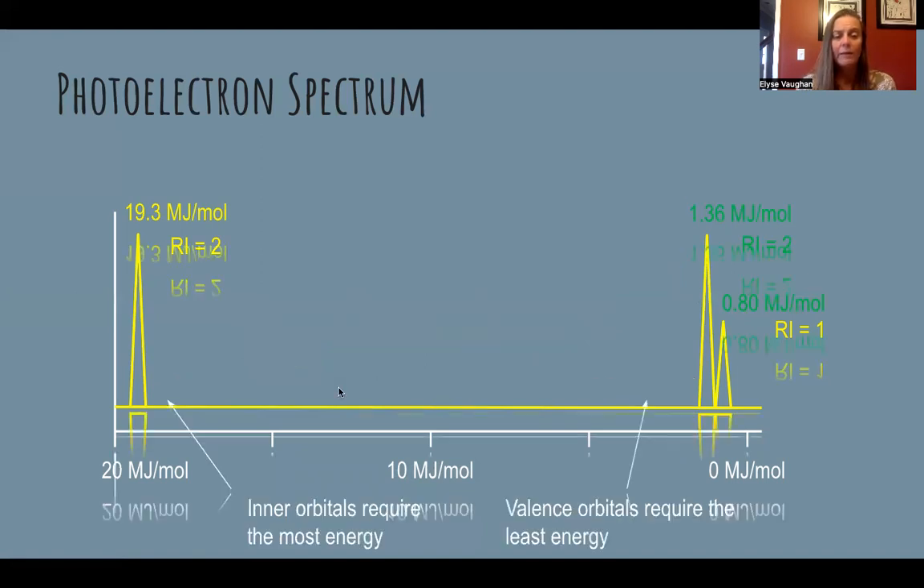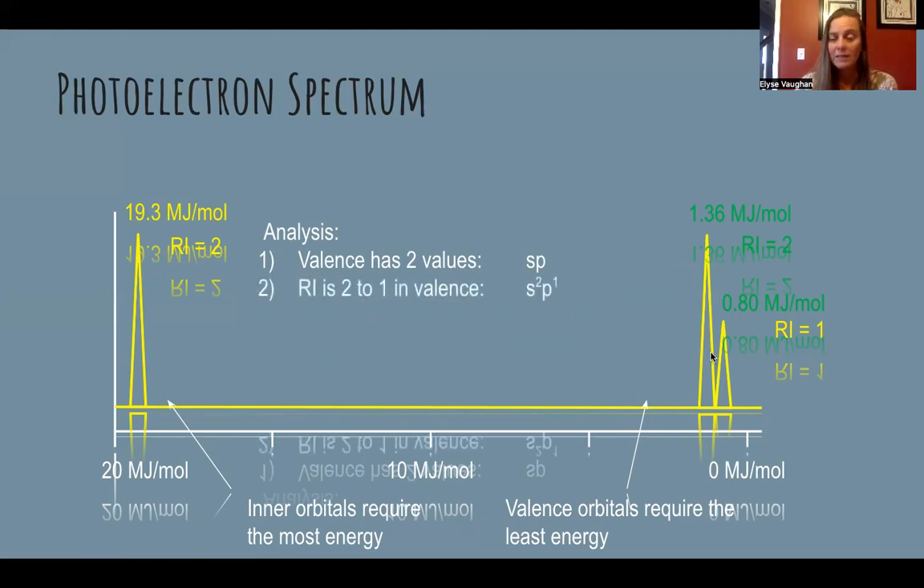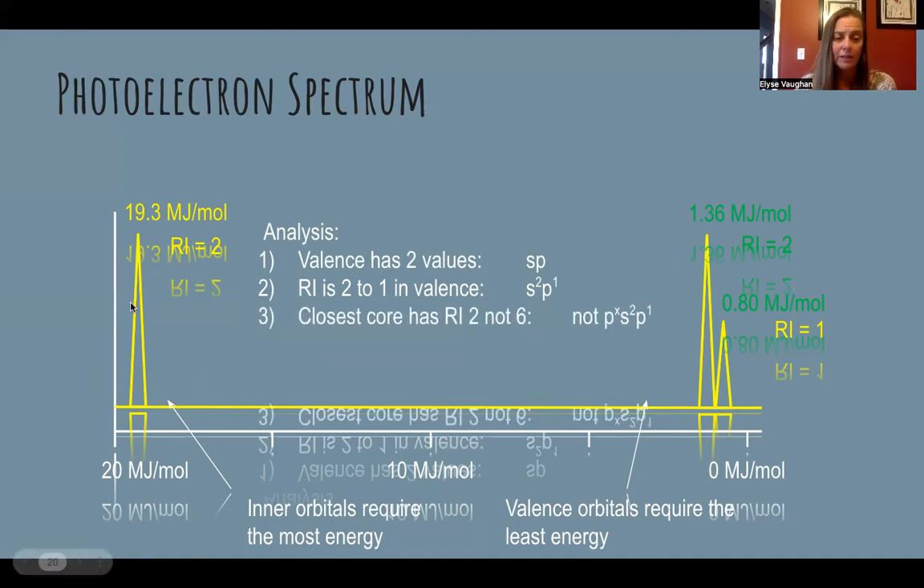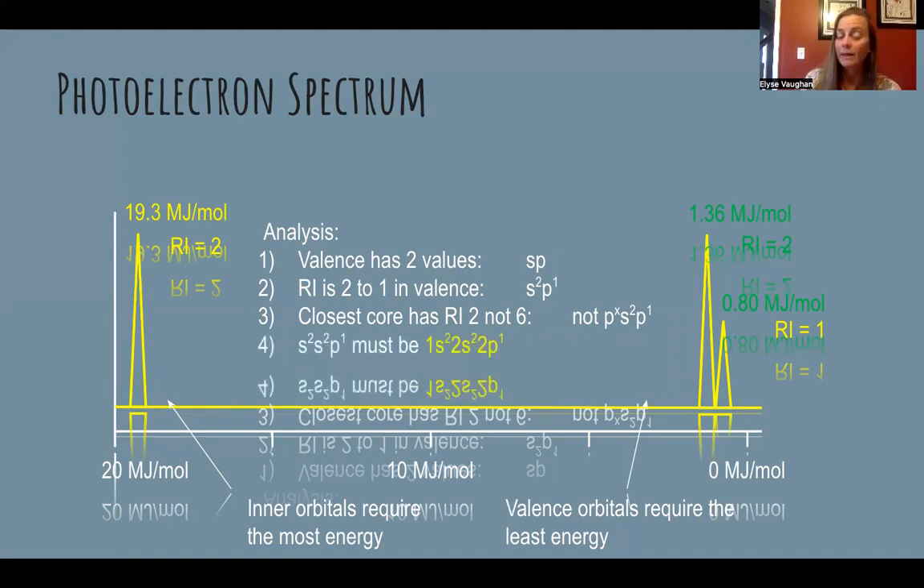So we know that this is always going to fill in at, this is an S here, and then we have a gap. And so this must be an S and this must be a P. And so we know that the relative intensity in the valence electrons, I have 2 here and only 1 here. And our closest in core electrons has 2, not 6. So we know that this is not a P. This must be an S orbital. And so it has to be 1s2, 2s2, 2p1.